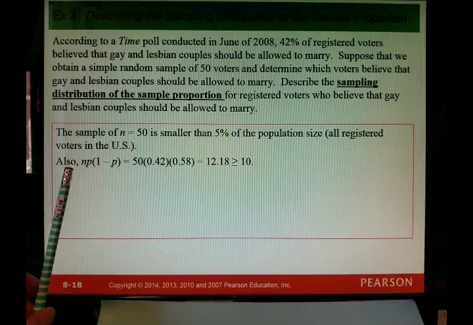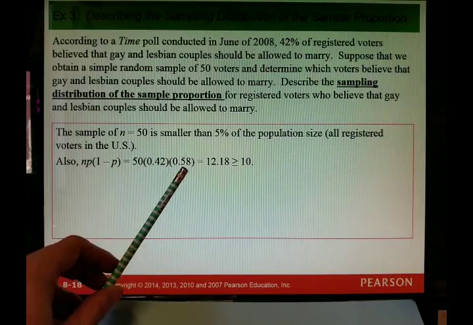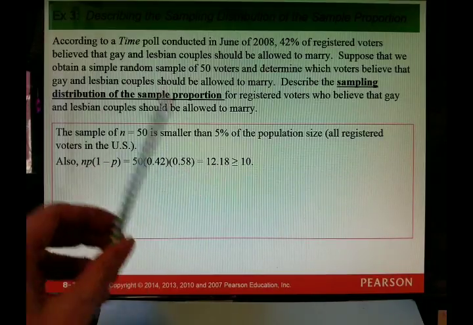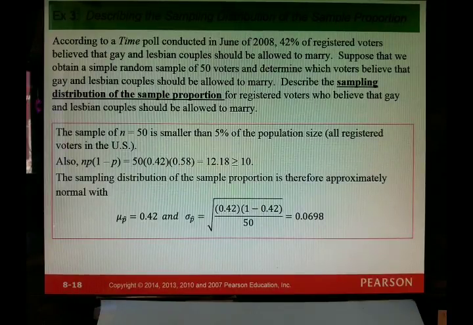Well, my N was 50 voters. P was 42%. 1 minus the 42% was the 58. That gave me 12 and 1800s. That's definitely more than 10. So then we may proceed.